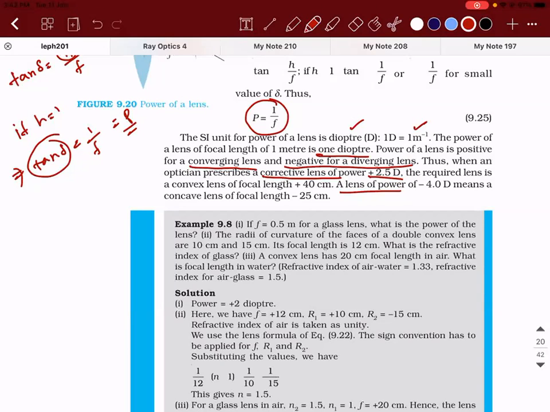So one important point I would like to mention here is power is equal to 1 by f. If you write focal length in terms of meter, the same power is equal to 100 divided by f if you write the focal length in terms of centimeter. Okay.